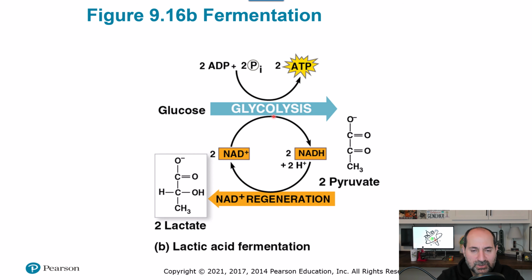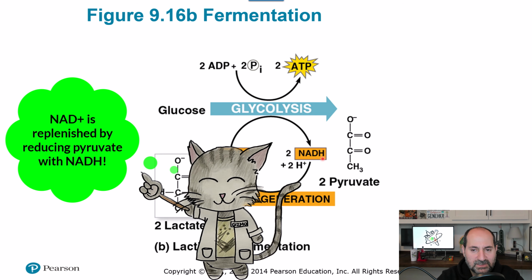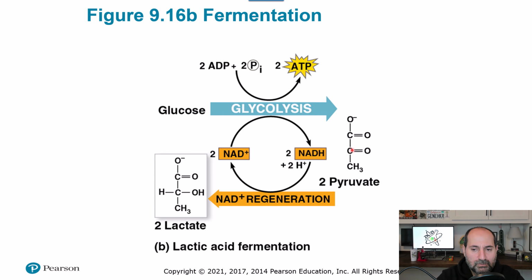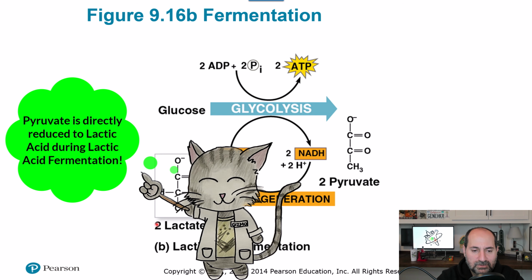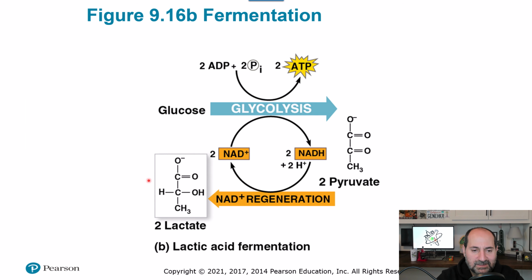But the only way to replenish it during fermentation is to use NADH to reduce pyruvate. Essentially, you're giving the H from NADH to pyruvate. Thereby, you are reducing pyruvate. You're giving pyruvate H's. You are reducing pyruvate to lactate, which is another way of saying lactic acid. So this is why your body produces lactic acid during fermentation. It's because you need a way of replenishing NAD+, and we do that by directly reducing pyruvate to lactic acid.